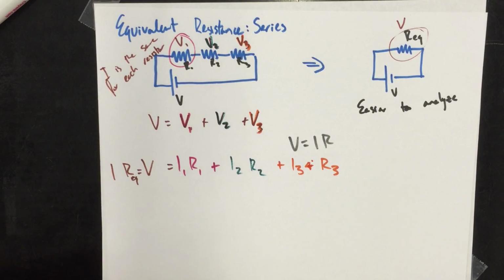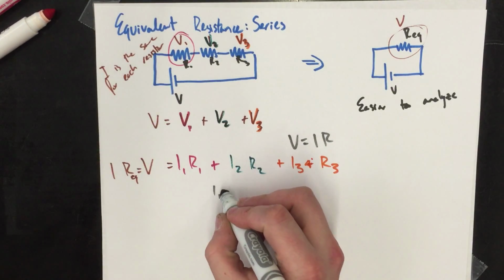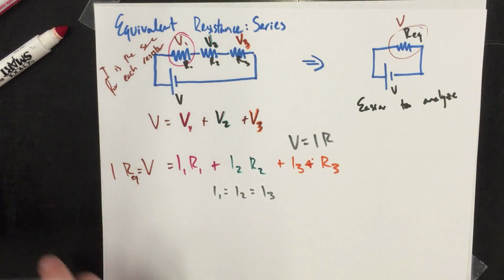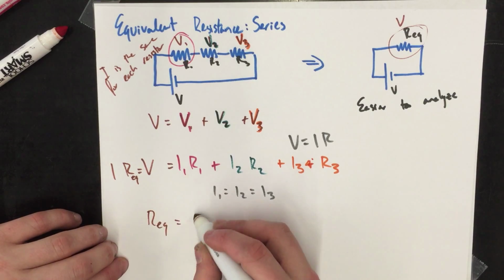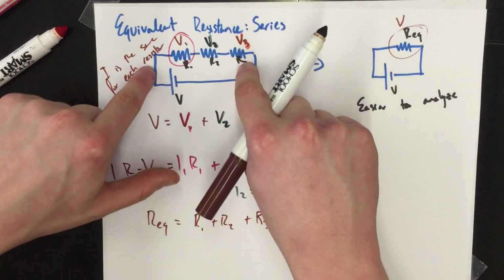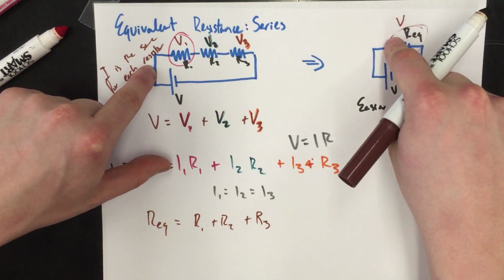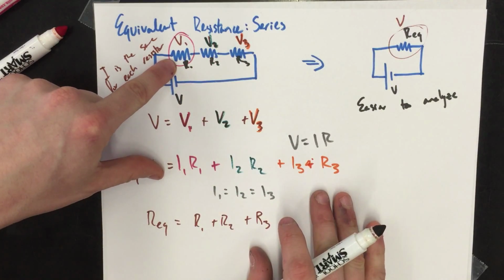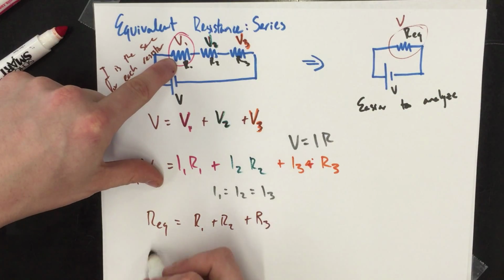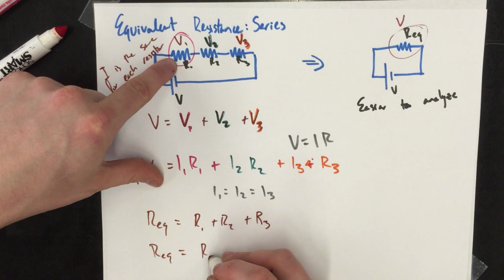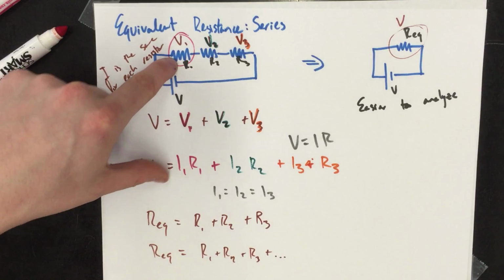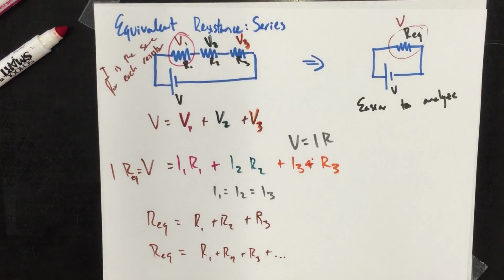Each of these has an I term that is the same because I1 equals I2 equals I3. So I could divide each term by I, and I'm left with this. Req is equal to R1 plus R2 plus R3. So if I want to turn this circuit into one that looks like this, I just have to add up all of the resistances so that I can get my equivalent resistance. So our equivalent resistance is R1 plus R2 plus R3 plus however many resistors you have in that given circuit.